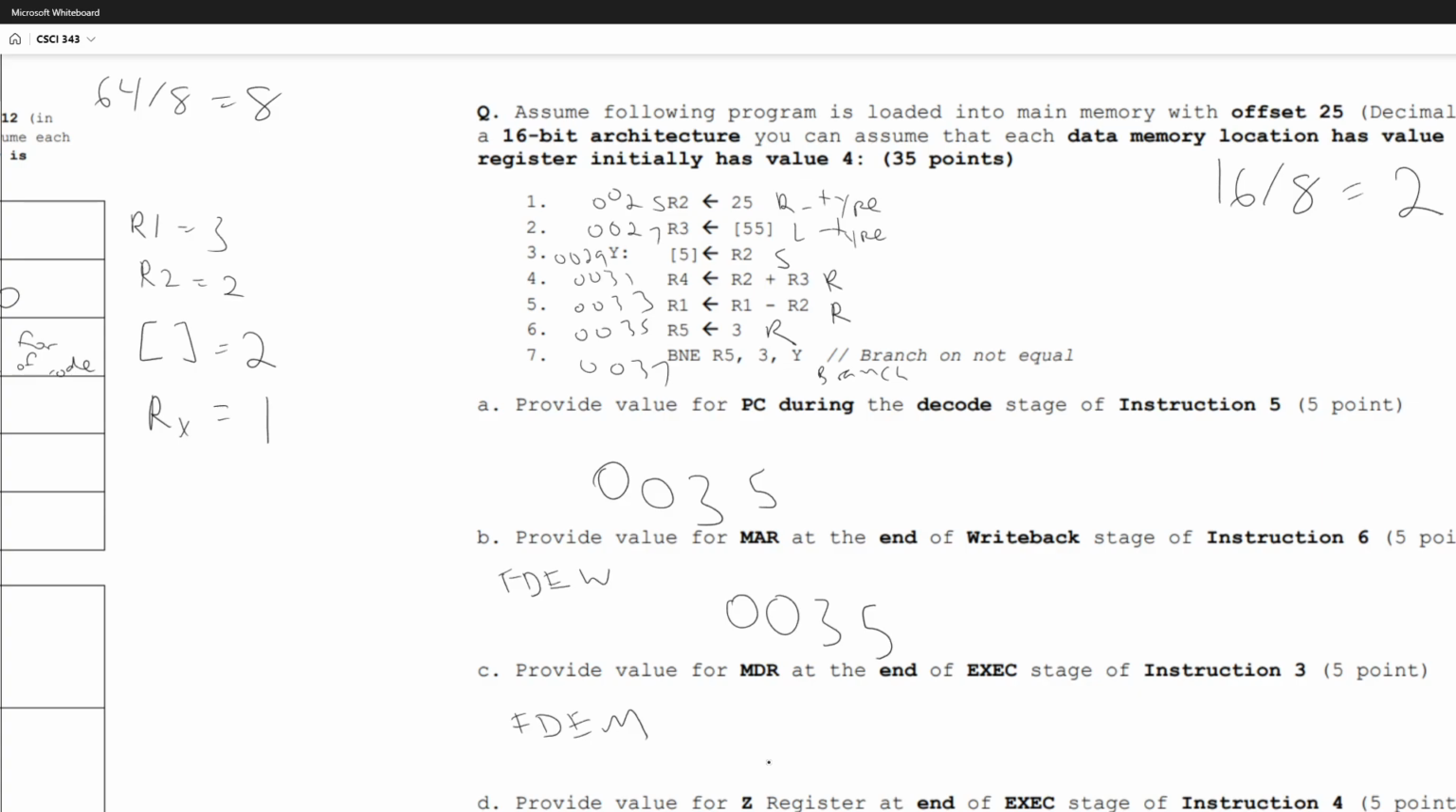We're putting whatever's in R2. And R2 has a 25 from the first line of code. So MDR will have 25.